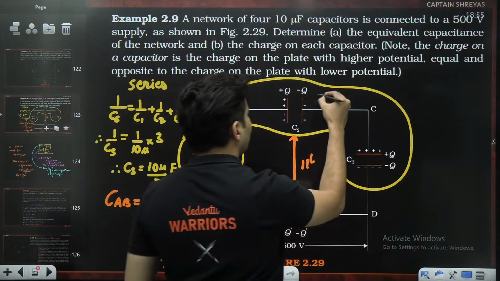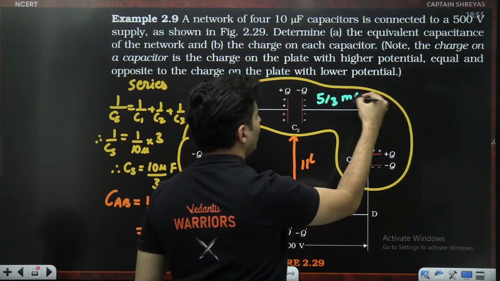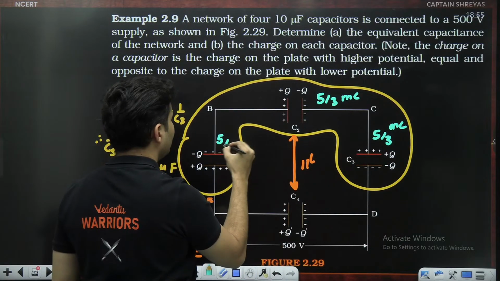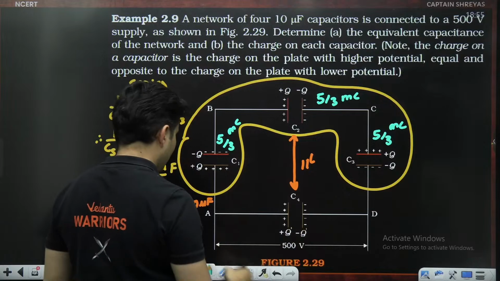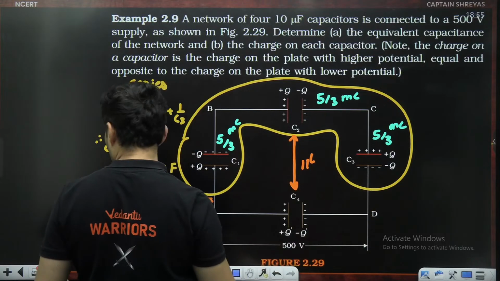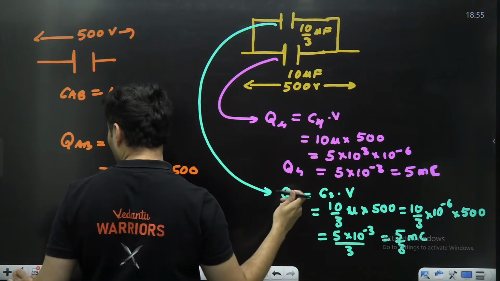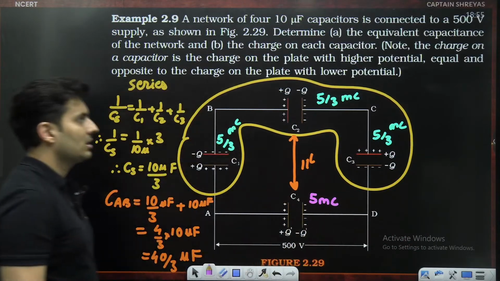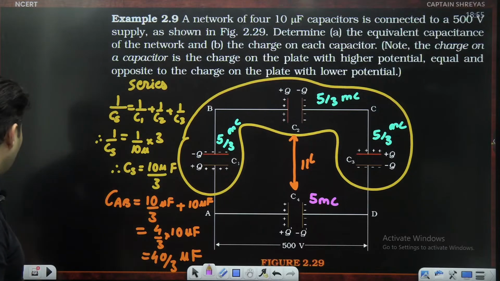So the ones over here have 5 by 3 millicoulomb, 5 by 3 millicoulomb, 5 by 3 millicoulomb, and this one over here has 5 millicoulomb charge. That is the final answer. Great.